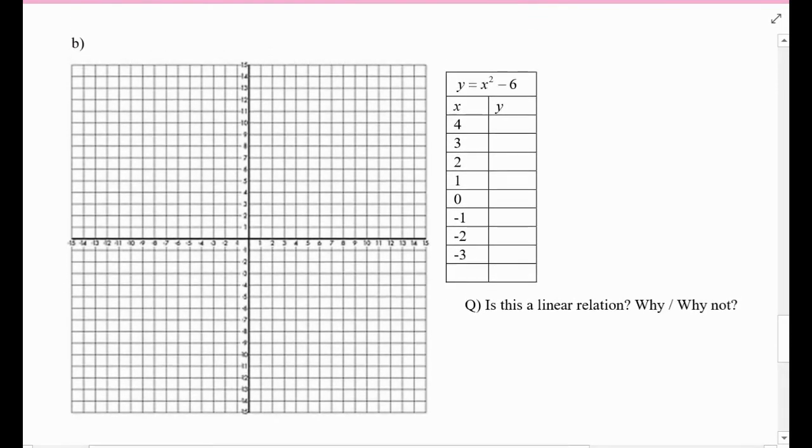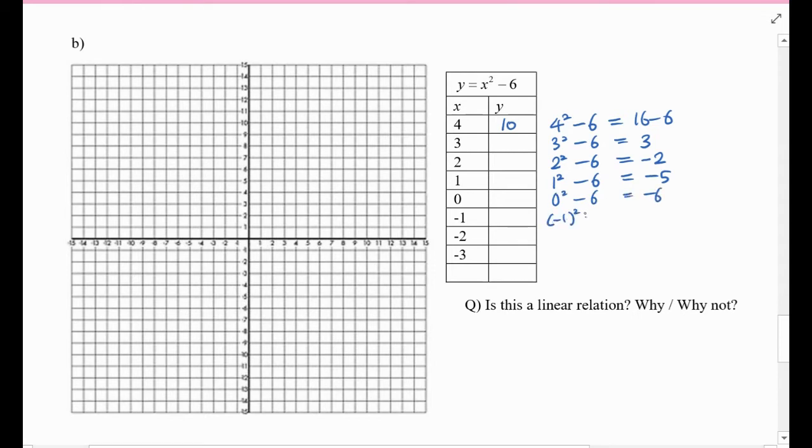Next equation, y equals x squared minus 6. To find the y value, we're going to plug 4 into x. Then x squared minus 6, that is 16 minus 6, which is 10. Let's keep doing it. 3 squared minus 6, which is 3. 2 squared minus 6. 4 minus 6 is negative 2. 1 squared minus 6, which is negative 5. 0 squared minus 6, which is negative 6.